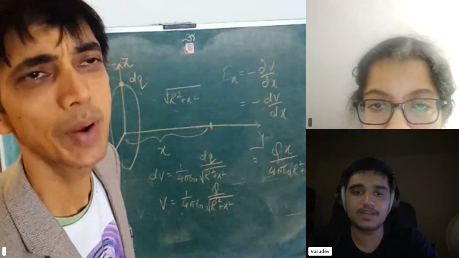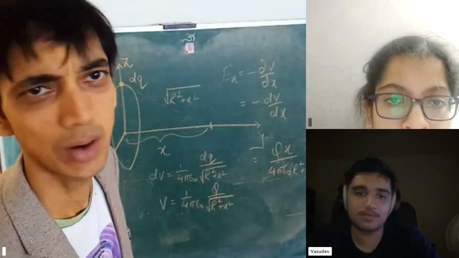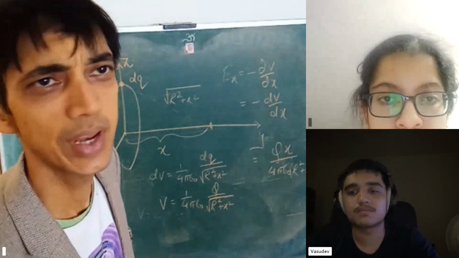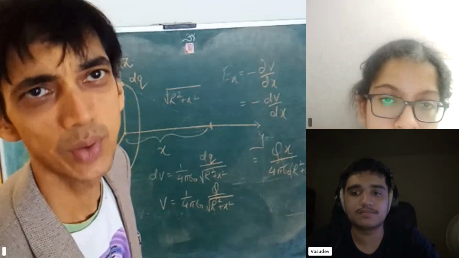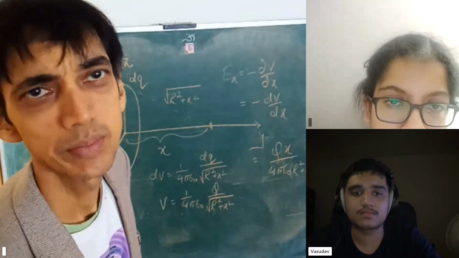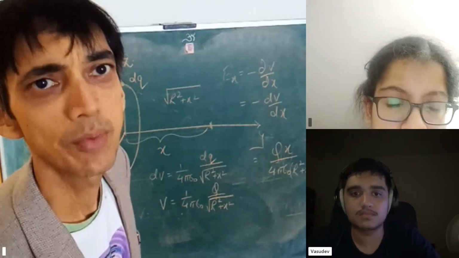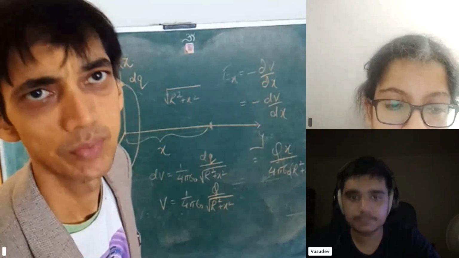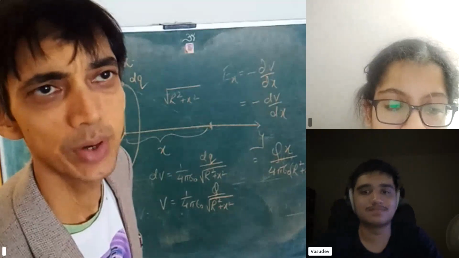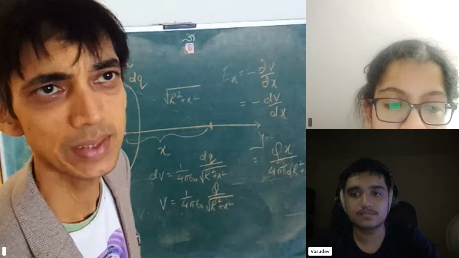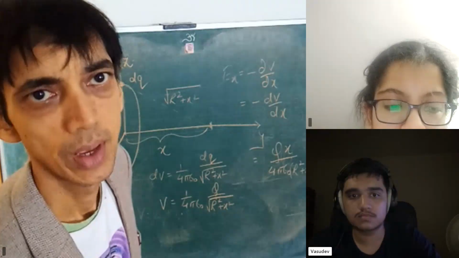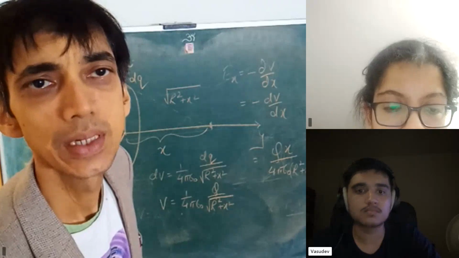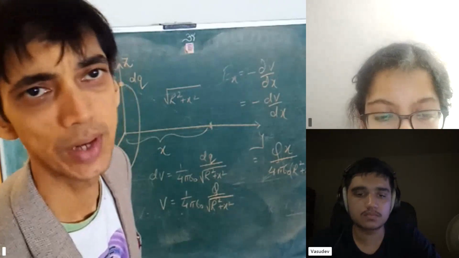X is 0, you are getting 0. X tending to infinity, then also you are getting 0. Then we'll have to resort to another principle, and that being maximum minimum. We have to differentiate it and equate to 0. When you differentiate and equate to 0, you'll get two values of x, plus and minus r by root 2. Two values you'll be getting.